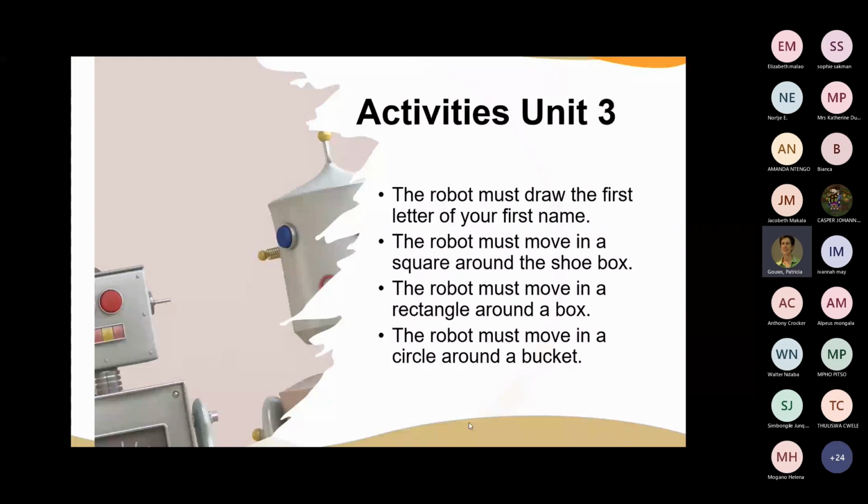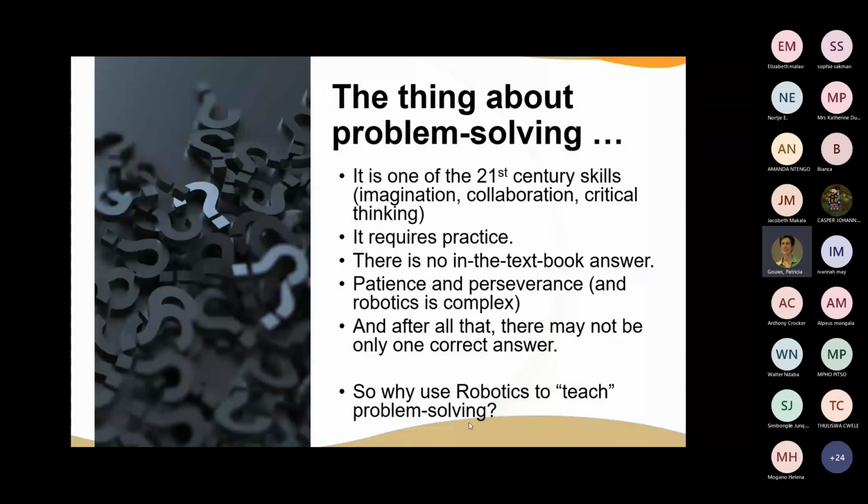Okay, so just this thing about problem solving, we all know it's a 21st century skill, and it's not learned, it is developed. You need time to develop these 21st century skills. You need time to learn to imagine, to collaborate, to think a bit critically. Time and patience and practice, because actually there's no textbook answer for all this. Robotics in and of itself is complex, and programming is complex, and engineering is complex, but you need patience and perseverance to kind of move along and develop those skills.